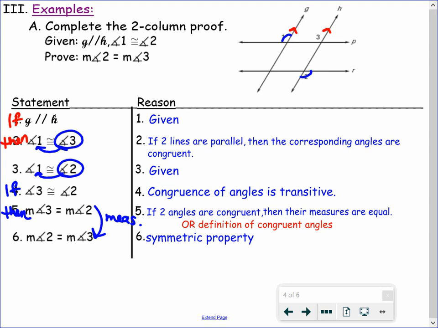Go ahead and pause the video if you need to get caught up. And we're going on to example B.